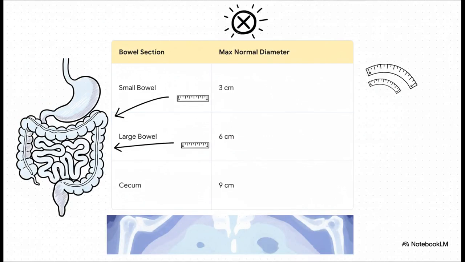Okay, now for a rule you just have to memorize. It's called the 3-6-9 rule, and it's non-negotiable. The small bowel should never be wider than 3 centimeters. The large bowel shouldn't be wider than 6 centimeters, and the cecum, which is the very start of the large bowel, gets a little extra room, up to 9 centimeters. If you measure anything bigger than these numbers, you've got a major problem on your hands. That's a huge red flag.